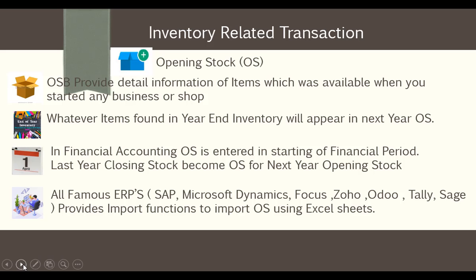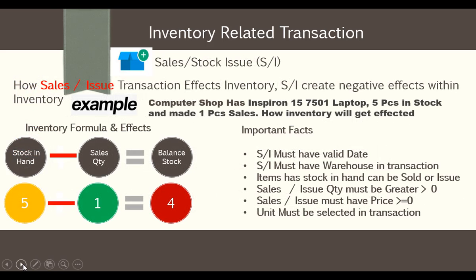so it will get imported. The second transaction is sales. Every day you are buying something, and whenever you buy something from a shop, that shop's inventory is affected. Now, how does the sales or issue transaction affect inventory? Why do we say issue? Suppose you have a project: you are not selling the item, you are issuing the item. So either in a sales or a stock issue, it creates a negative effect within the inventory, meaning it is going to decrease the stock.